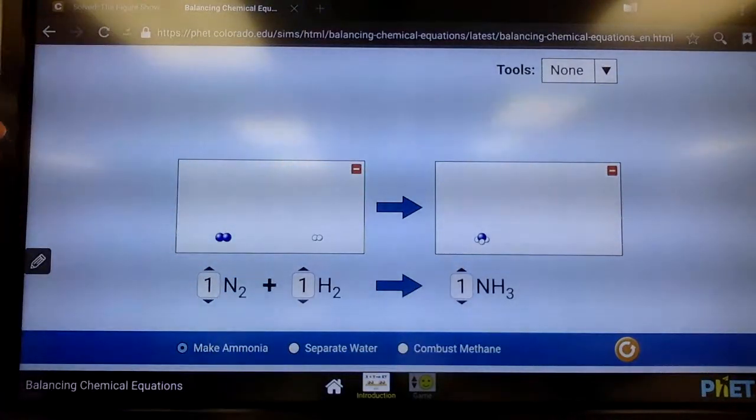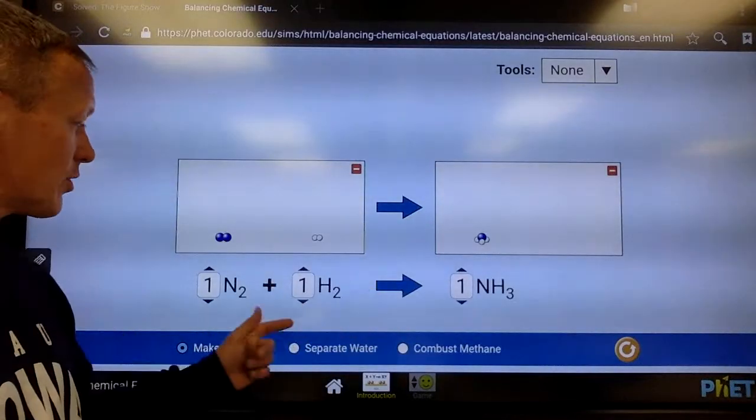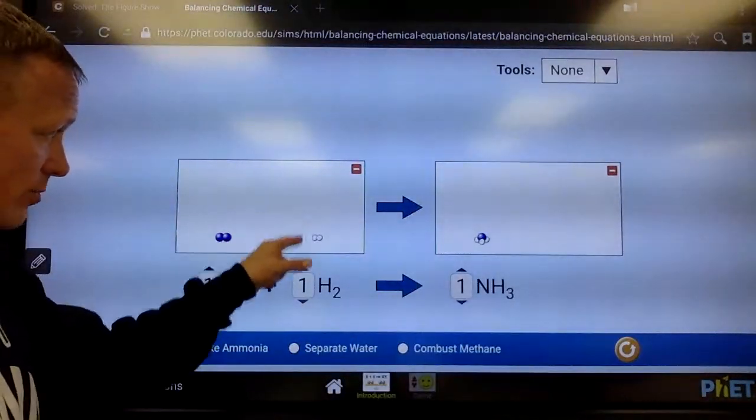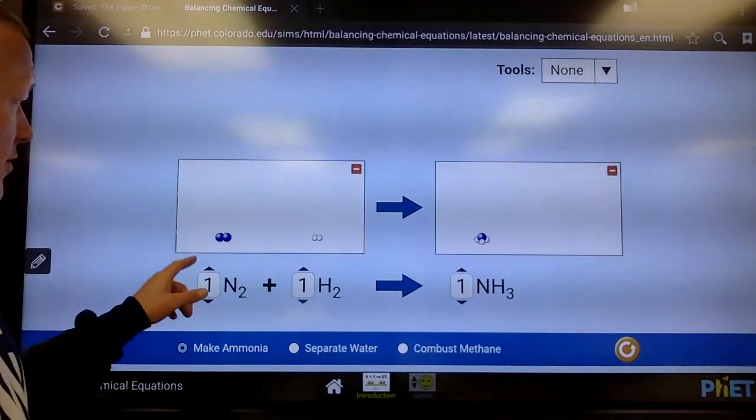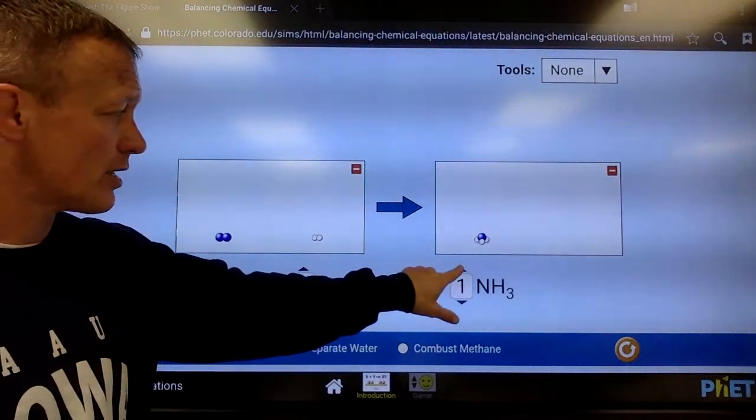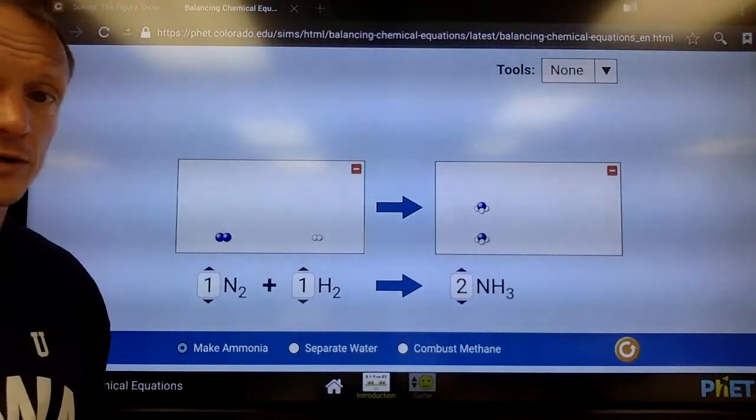Let's put one there. Again, this is your equal sign. So these bonds are being broken, those bonds are being broken, and we're making new bonds between nitrogen and hydrogen over here. Well, you've got 2 nitrogens there and only 1 there. So let's double the number of molecules there.